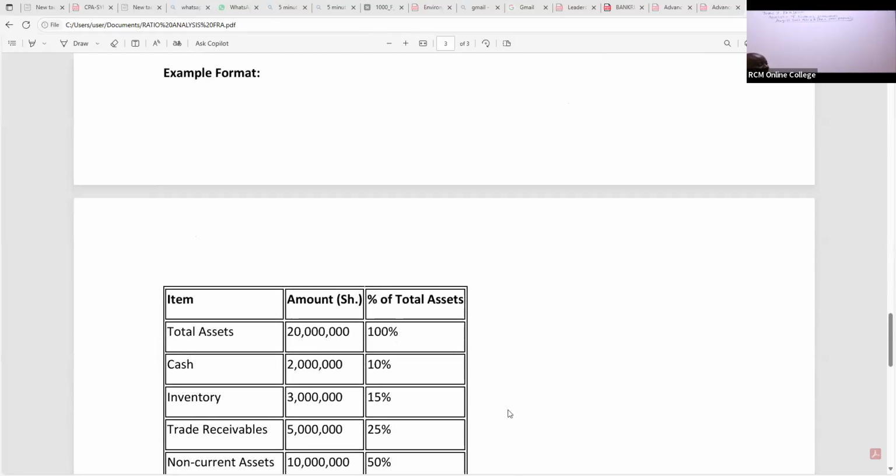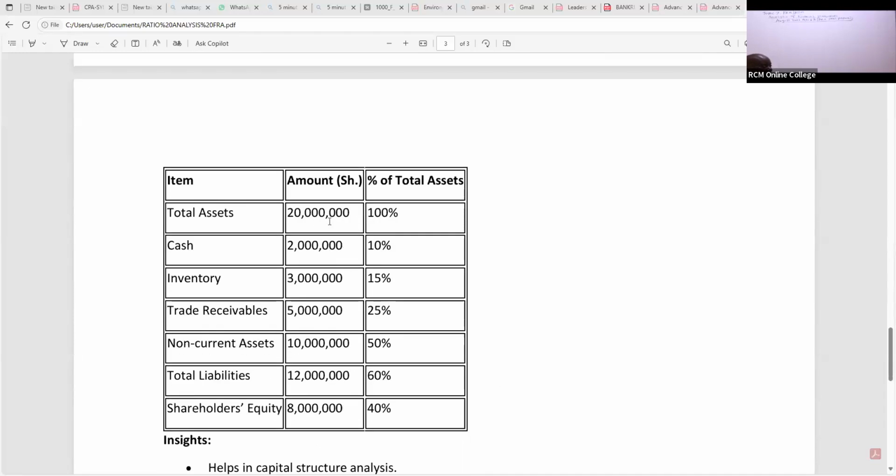Example format. You have here the total assets in your statement of financial position as 20 million. We start with the percentage of total assets to assets. So the first one will be 20 million over 20 million times 100%, which is 100. Cash, 2 million, is a common item to the base figure, and the base figure here is total assets. Every item will be presented in the form of the base, like that.